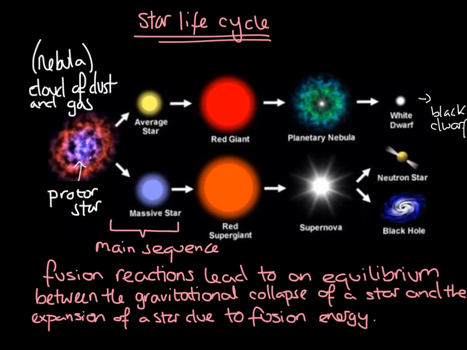Now, one point I just want to go over again and make sure we're really clear about is that within a main sequence star, so we've got our main sequence stars here, fusion reactions lead to an equilibrium between the gravitational collapse of a star and the expansion of a star due to fusion energy. So that point we need in our notes somewhere, but we're going to explain what that means because it sounds a little crazy.